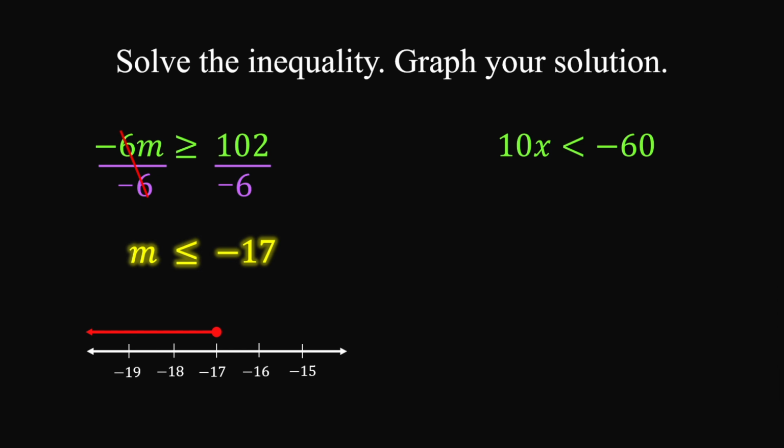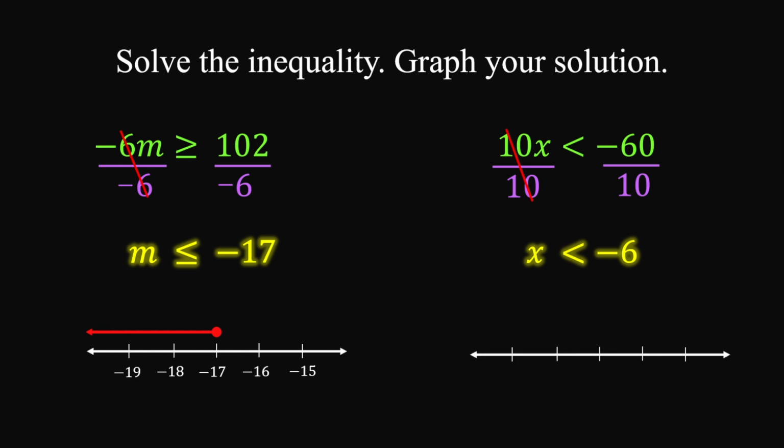To solve this, isolate the variable x by undoing the multiplication of 10 by dividing both sides by 10. x is left by itself. Since 10 is positive, we don't need to flip the inequality sign. When we divide negative 60 by 10, we get negative 6. This means x is less than negative 6.